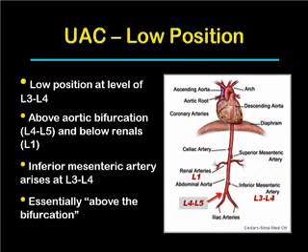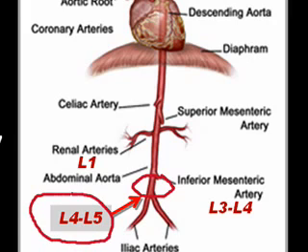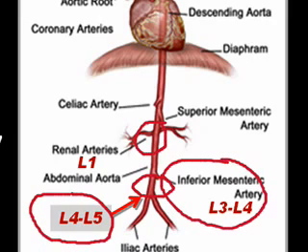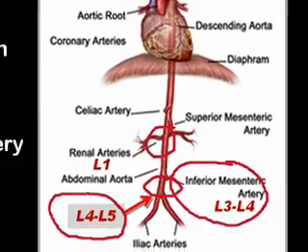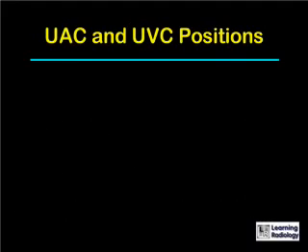The low position for an umbilical artery catheter is at the level of about L3 to L4. That's above the aortic bifurcation, which is at the level of L4 to L5, and below the level of the renals, which is about the level of L1, and the inferior mesenteric artery, which arises from L3 to L4. Essentially, this low position for umbilical arterial catheters is above the bifurcation.